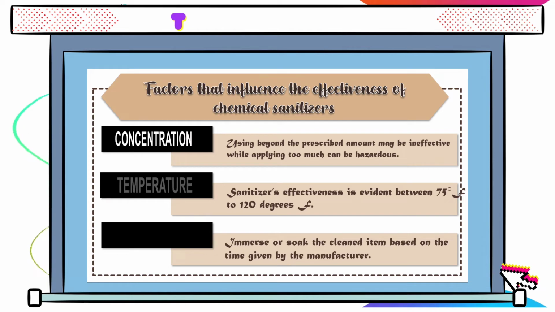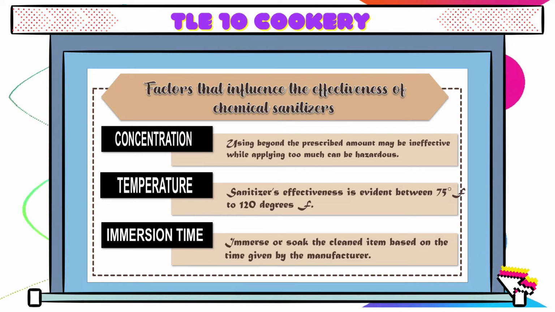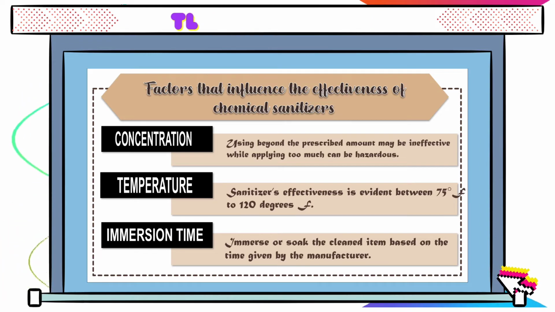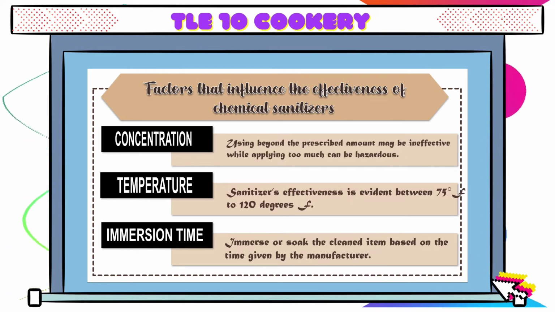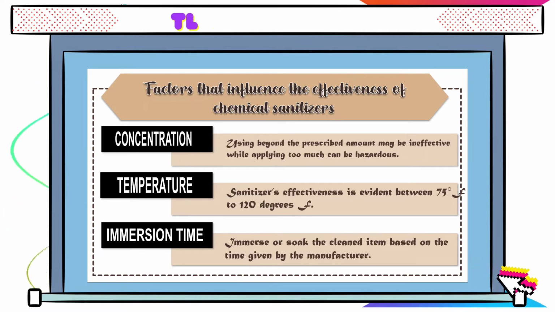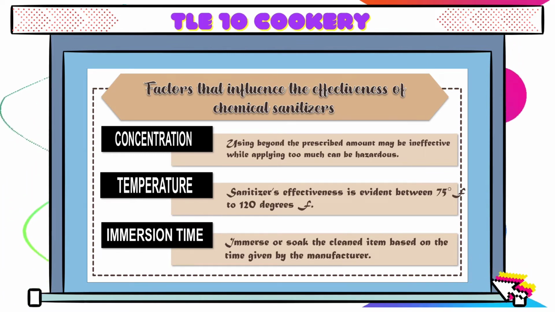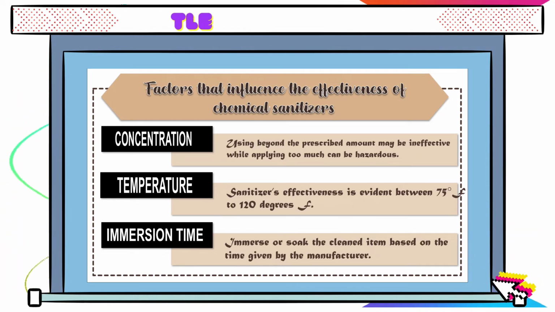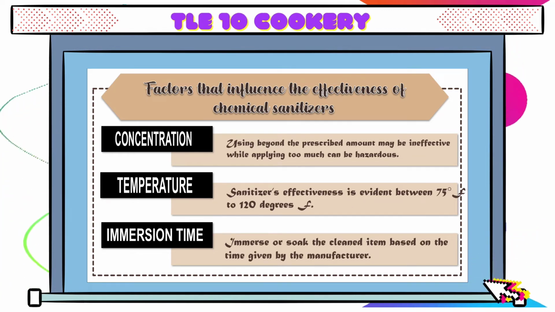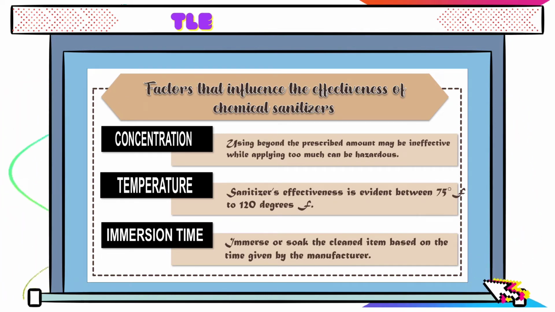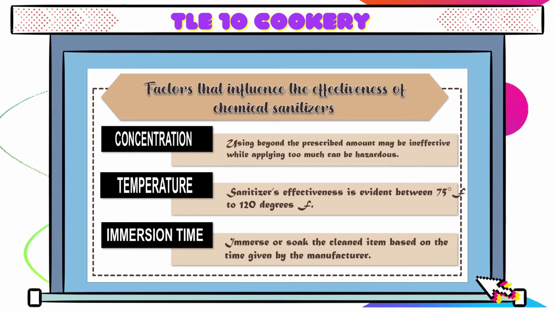Concentration. Using less than the prescribed amount may be ineffective, while applying too much can be hazardous. Temperature. Sanitizers' effectiveness is evident between 75 degrees Fahrenheit to 120 degrees Fahrenheit. And the immersion time. Immerse or soak the cleaned items based on the time given by the manufacturer to destroy the microorganisms.